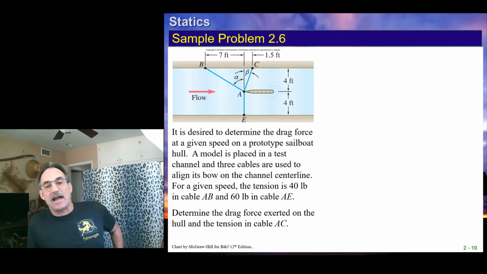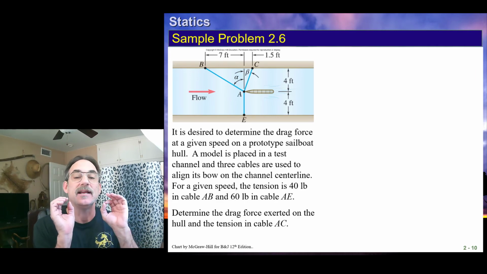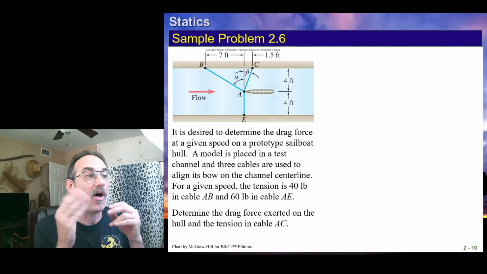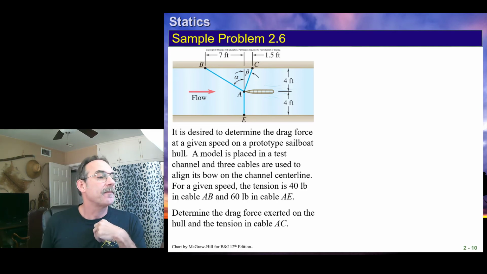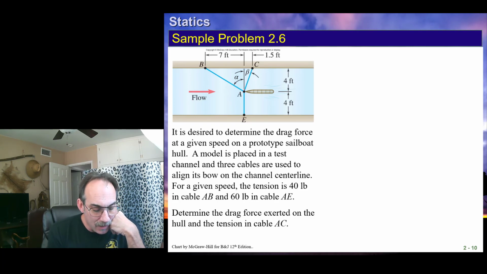We can identify quickly that point A is the key because all forces are concurrent. Now before we go too far, let's think about this together. We're going to focus on this point A where all forces are concurrent. You'll notice we have this tension in this cable, TAC. We've got this tension in this cable, TAB. We've got a tension in this cable, TAE.